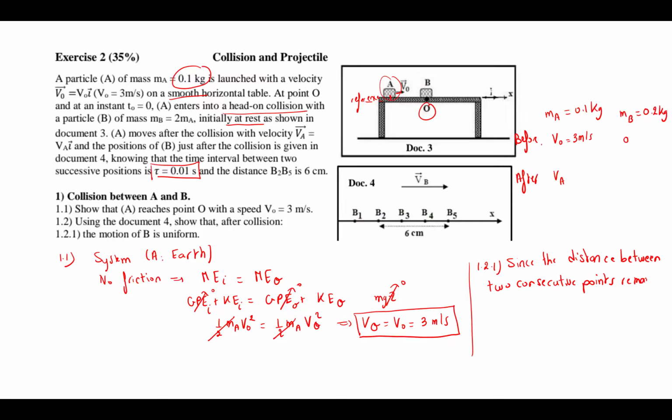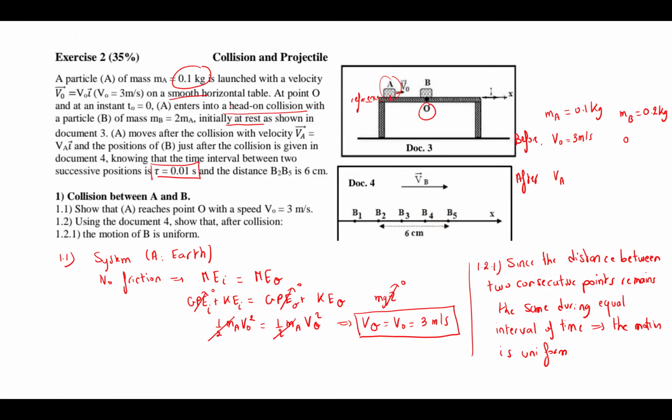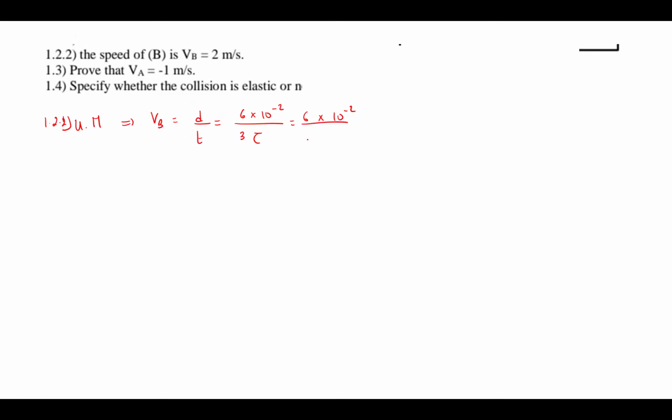Verify that the speed VB equals some value in meters per second. Now, since we know that it is a uniform motion, this means I can apply V equals the distance over the duration, or the displacement over the duration of time. Now between B2 and B5, it's 6 centimeters. And this is for how many tau? This is for 3 tau. So here I have 6 times 10 to the power negative 2, in meters, over 3 tau. But we have tau equal to 0.01.